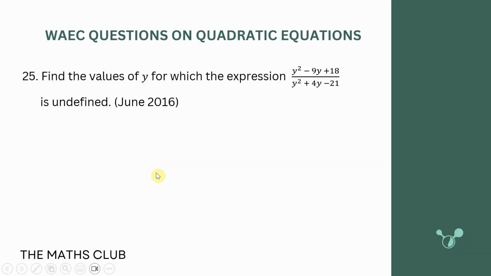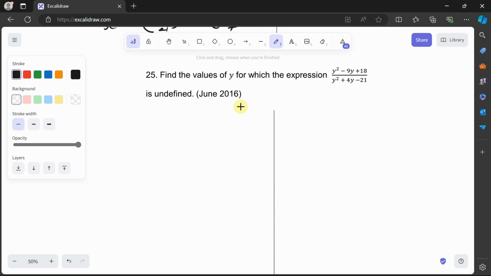Question 25 says that we should find the values of y for which the expression y squared minus 9y plus 18 all over y squared plus 4y minus 21 is undefined. We've solved something like this before. I expect that you pause the video and try that yourself. So we said for an expression to be undefined, the denominator would just be 0. So we said 5 over 0, 3 over 0. So just set y squared plus 4y minus 21 to be equal to 0, and you're good.